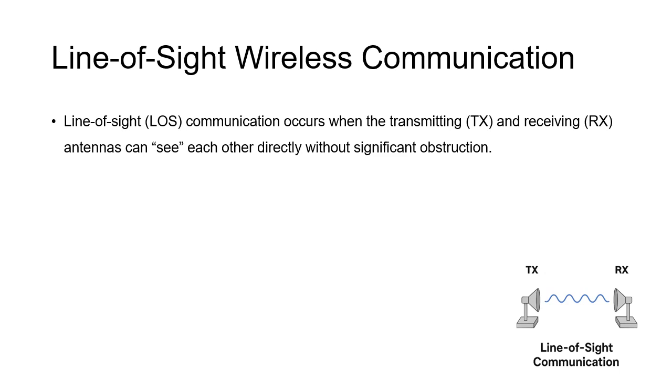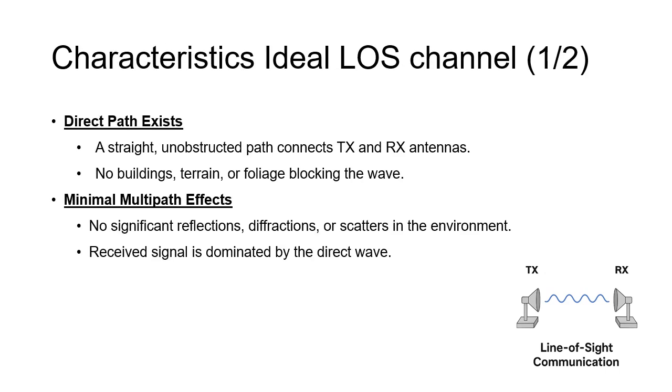Line of sight, or LOS, communication is simply that the transmitting antenna and the receiving antenna can see each other directly without significant obstruction. So the characteristics of the ideal LOS channel are: first, there is a direct path between the transmitter and receiver without any obstacles. Nothing blocks the wave significantly. This is the first one.